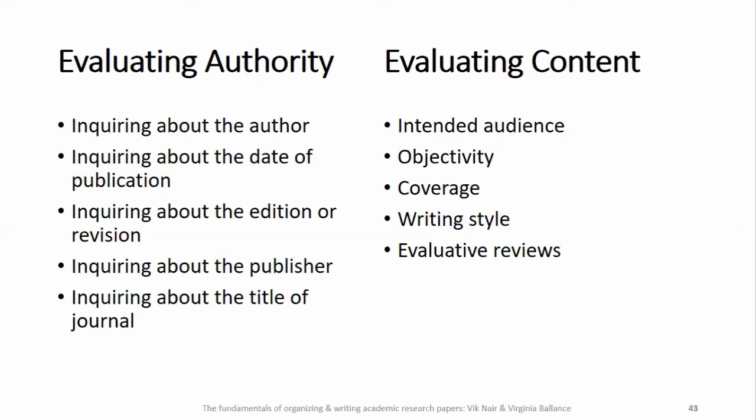What about the edition of the book or the chapter that you're looking at? Is the source current? What about the publisher? What about the journal? Is it a well-established journal from a university press? Is it scholarly? What kind of articles does that journal include? Because there's so many things published these days online which are not scholarly. Evaluating the content on the web, you want to look for who it's written for. Is it written objectively? What's the coverage, the style of writing, and what are the reviews?